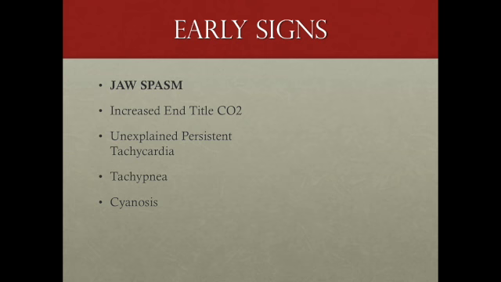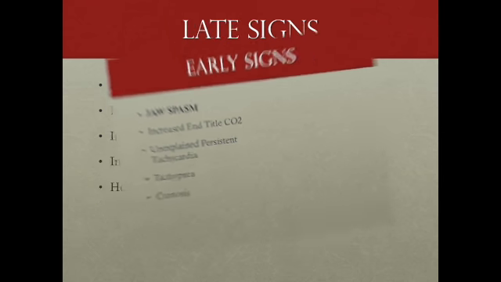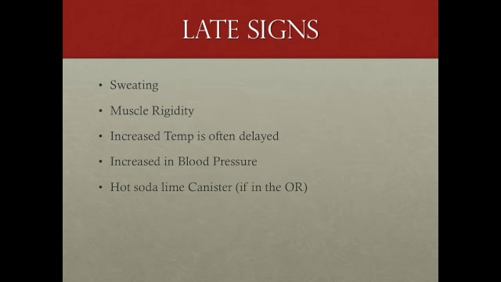Under late signs, however, which is the next slide here, these include sweating, muscle rigidity, increased temp. There's often a delayed increase in blood pressure, hot soda lime canister. Now, again, depending on what literature you're reading will determine whether or not a late sign is truly a late sign. What I would mainly look out for here, and especially for the purposes of your exam, would be muscle rigidity and end-tidal CO2. So anytime you see those two things, you're going to want to start determining whether or not you're experiencing an MH crisis.